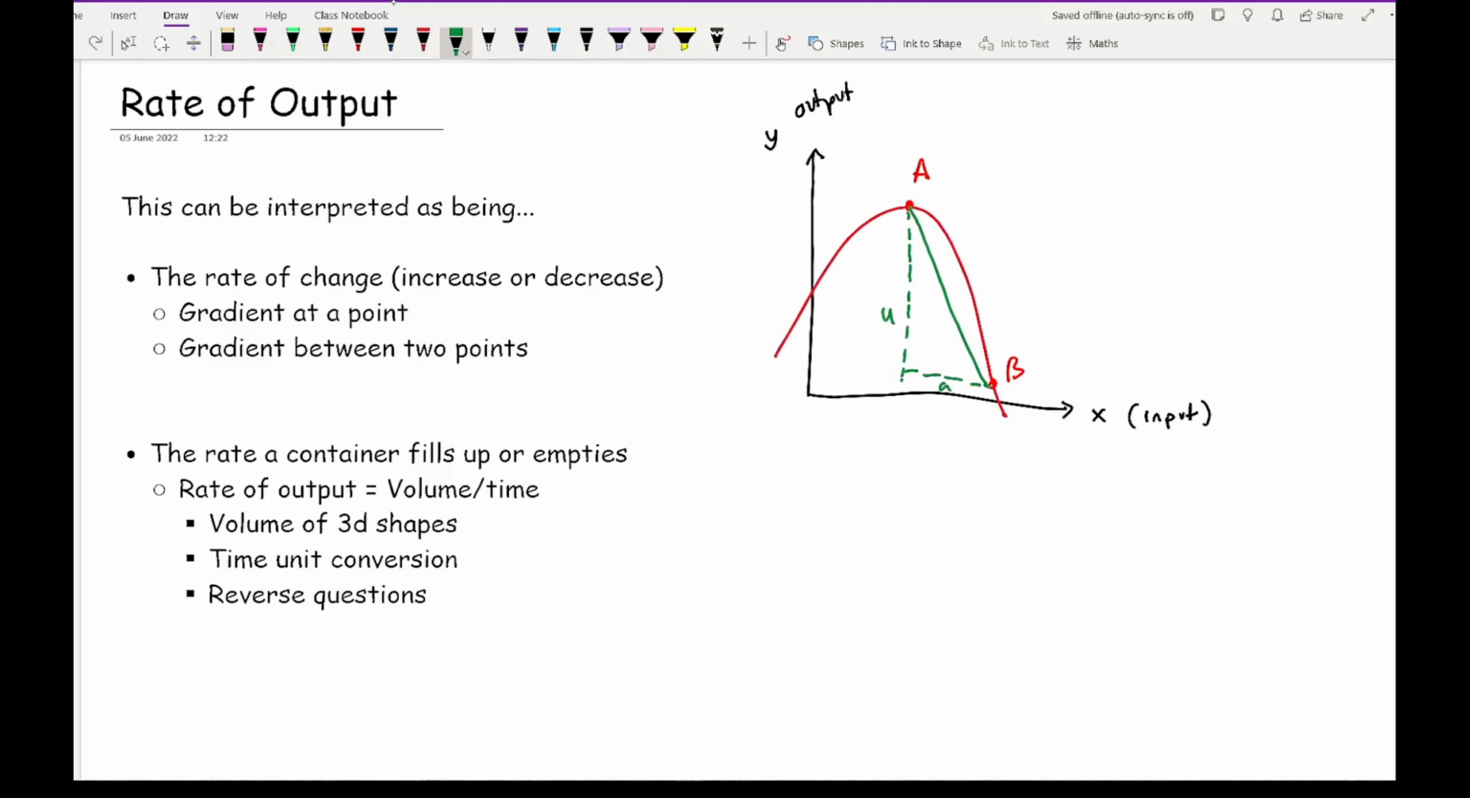Now again, as you can see, the curve is way off that green diagonal line, so again there's going to be some discrepancy in that. But one thing that is for certain is that it's going to be a rate of decrease because you've got a negative gradient between the point of A and B.